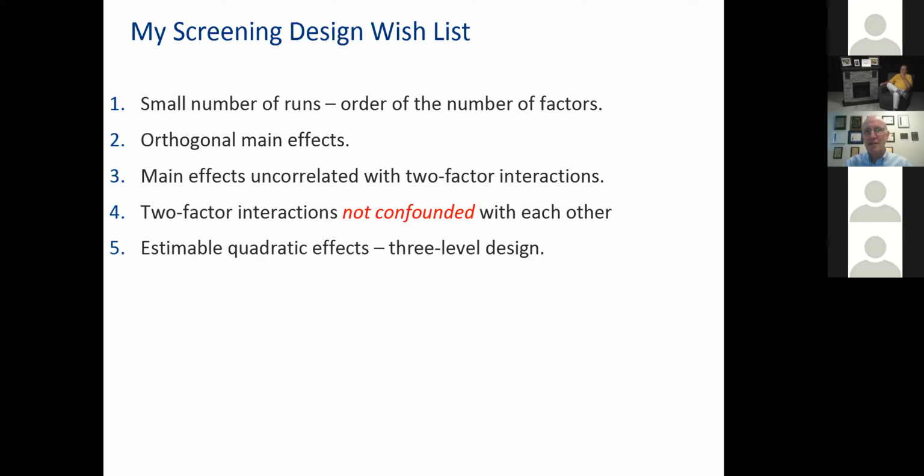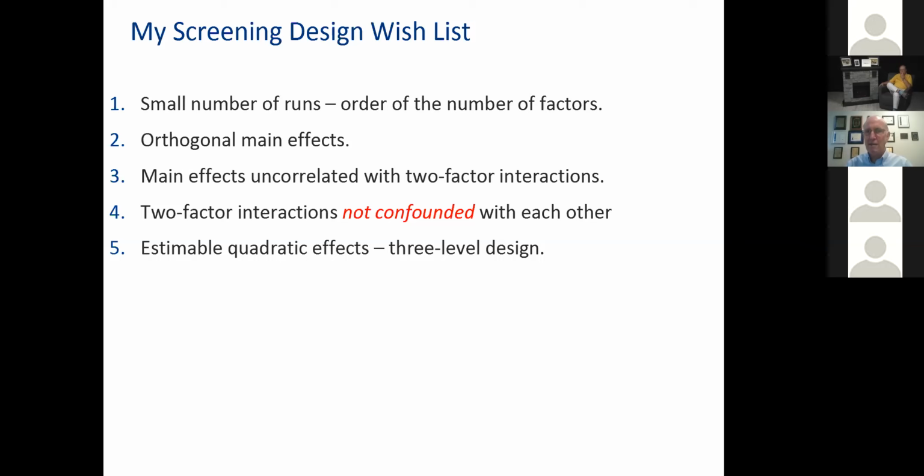I want main effects to be uncorrelated with two-factor interactions, so I want them to be like resolution 4 designs where those two things are not correlated. But unlike resolution 4 designs, I want two-factor interactions not to be confounded with each other, because if some of them turn out to be important, I want to be able to identify them. And then finally, I'd like to be able to estimate quadratic effects.